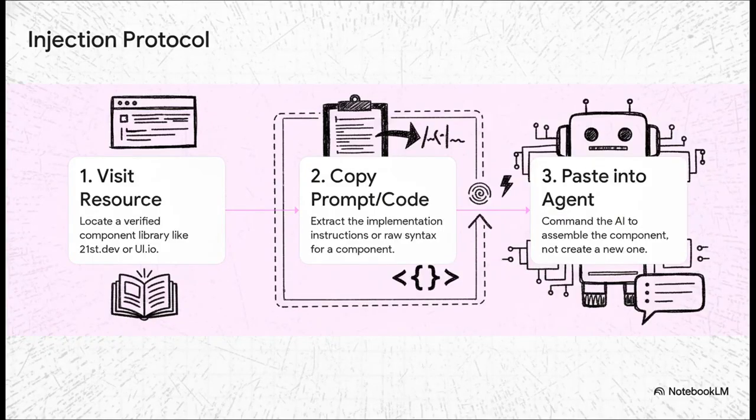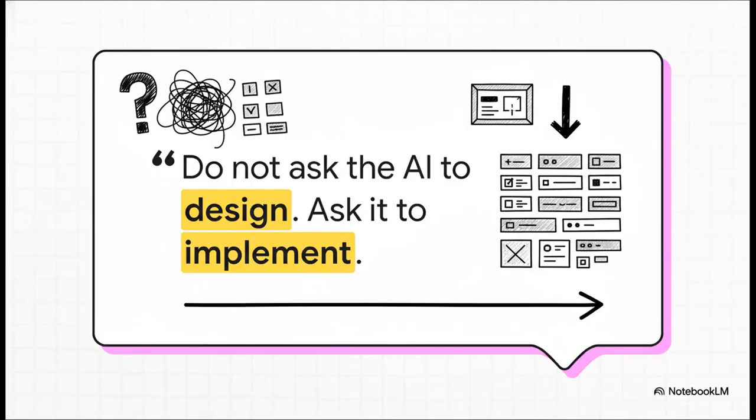The protocol for this is incredibly simple. Just 3 steps. First, you visit a verified component library. Second, you copy either a pre-formatted prompt or the raw component code. And third, you paste that directly into your agent and command it to implement. Simple as that. This really illustrates the necessary shift in your mindset. You have to stop asking the AI to be a designer. Instead, you command it to be an implementer of designs that have already been validated by humans.